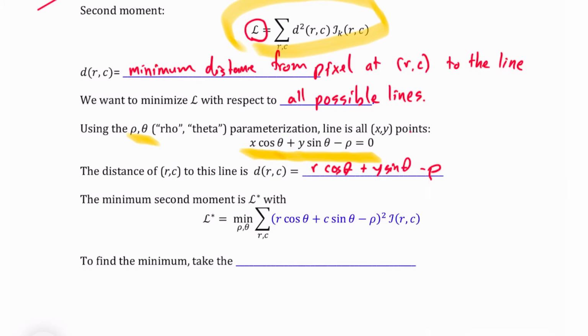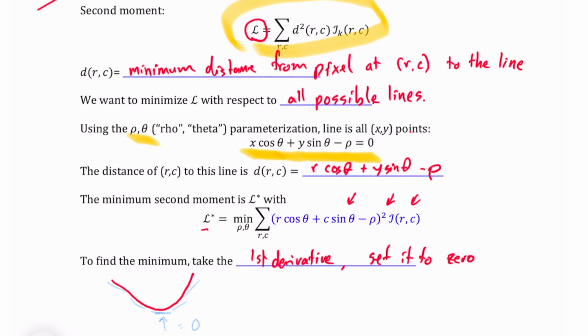And so the minimum second moment is this L star value. You can see I've put in my d value here, and I'm squaring that, multiplying by my indicator function, so I'm only looking at pixels that belong to the object. And to find that minimum, we take the first derivative and then we set it to 0. Just like if we've got some plot, we're going to find the first derivative at all points here, and we want to find the point where that first derivative is equal to 0.